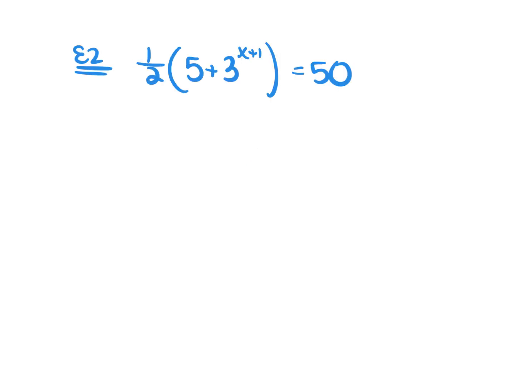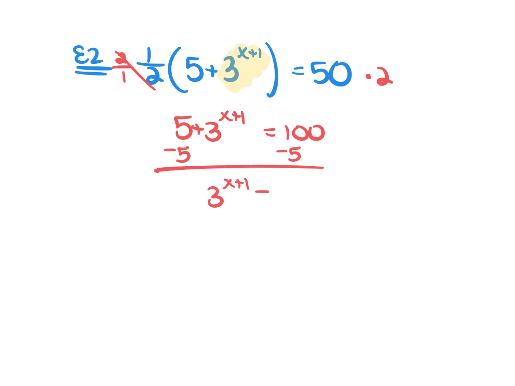All right, so in number 2, we have another exponential function. Again, the goal here is you need to get this 3 to the x plus 1 alone. So I'm going to undo the division by 1/2 by multiplying both sides by 2/1. And that leaves me with 5 plus 3 to the x plus 1 equals 100. Then I'm going to do the inverse operation of addition and subtract 5. And now I have this exponential by itself, and that was our goal.